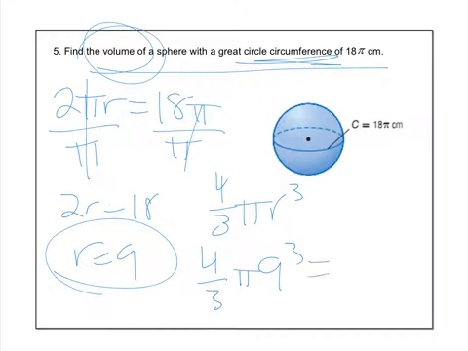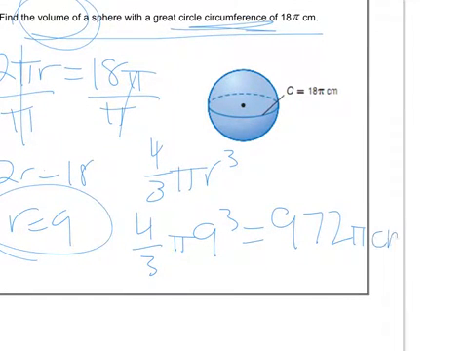So when I do that, I end up with 972 pi centimeters cubed. Now this time it's cubed because I'm looking for volume. So now if I take that answer times pi, I get approximately 3,053.63 centimeters cubed. That's what I'm looking for.